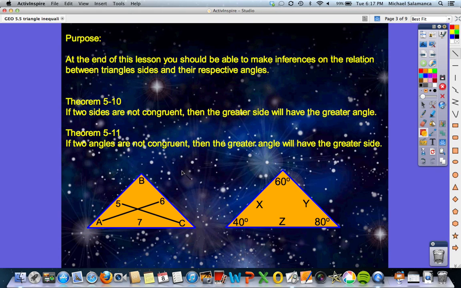For Theorem 511, it states that if two angles are not congruent, then the greater angle will have the greater side. So if we look at the triangle on the right, we have 40 degrees, 60 degrees, and 80 degrees. So the side opposite 80 degrees, because 80 is the largest angle, is x. That means x will be the greatest side, z will be the second greatest side, and y will be the third or smallest side.